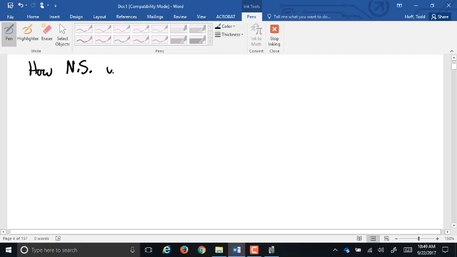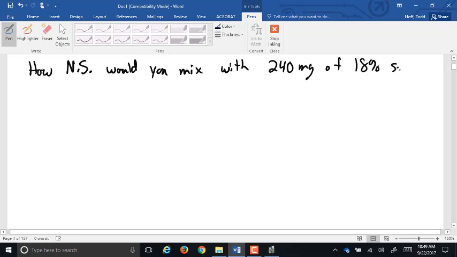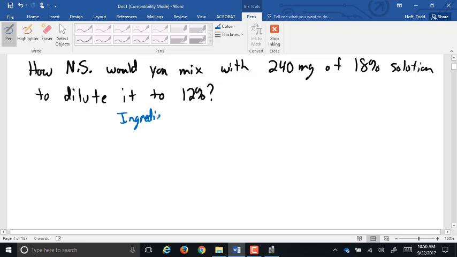So how much NS would you mix with 240 milligrams of 18% solution to dilute it to, oh, let's go 12%. So again, and again, I call them ingredients. You can call them the mixes or whatever you want to call them. The inputs, and then the results are what we're going to end up with.